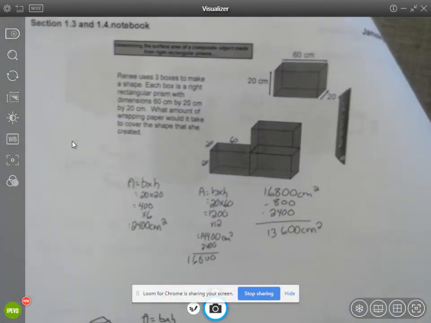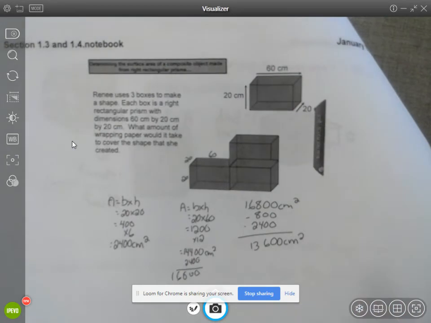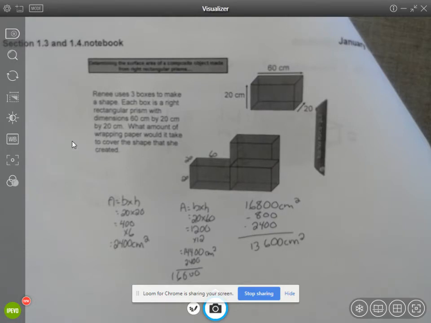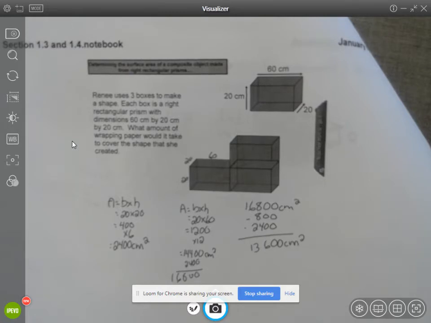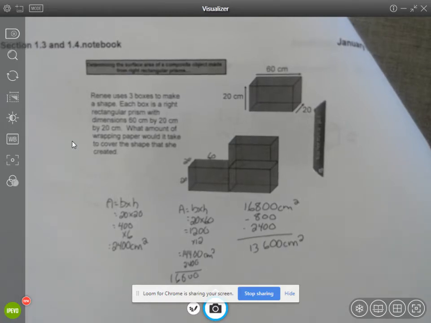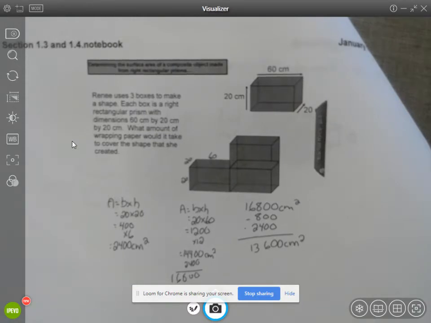So what this leads us into is problems that look like this. Determine the surface area of a composite object made from right rectangular prisms. In this case, we took 3 separate Kleenex boxes and stacked them on top of each other. She uses 3 boxes to make a shape. Each box is a right rectangular prism with the dimensions 60 by 20 by 20. What amount of wrapping paper would it take to cover the shape that she created?